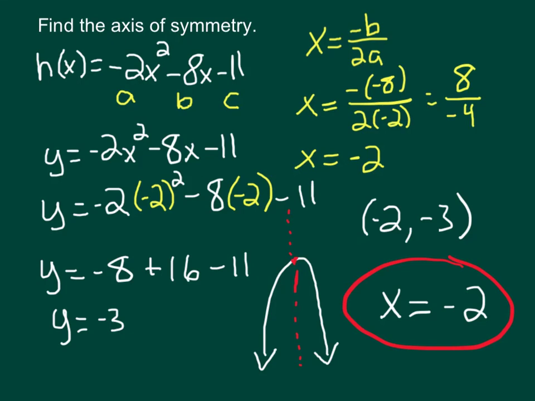So basically we have to find our vertex. Once we found our vertex, we take our x value, and we just write x equals whatever that value is. In this case, it's negative 2. And that is a vertical line right there at x equals negative 2. That is our axis of symmetry.